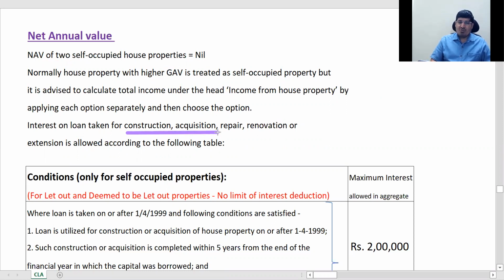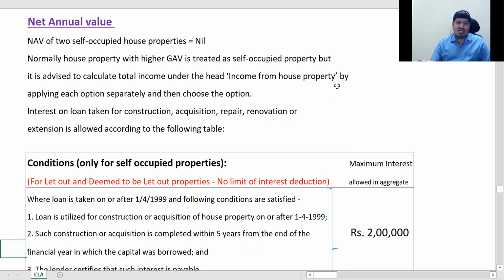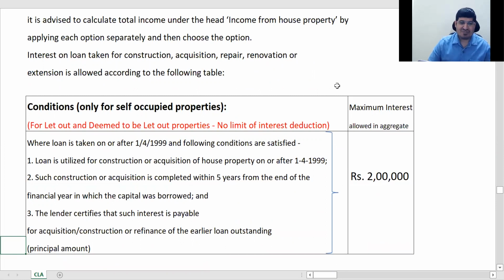ठीक है, ये तो प्राइमरी है. रिपेयर, रिनोवेशन, इवन रिनोवेशन भी है फॉर दैट मैटर, ये सब सेकेंडरी में. रिपेयर तो है ही सेकेंडरी, यू नो दैट, राइट? Repair is secondary anyway. Renovation is also secondary. Extension is also considered secondary. But just in general, you should remember this. So now we will talk about कितना interest का deduction मिलेगा.